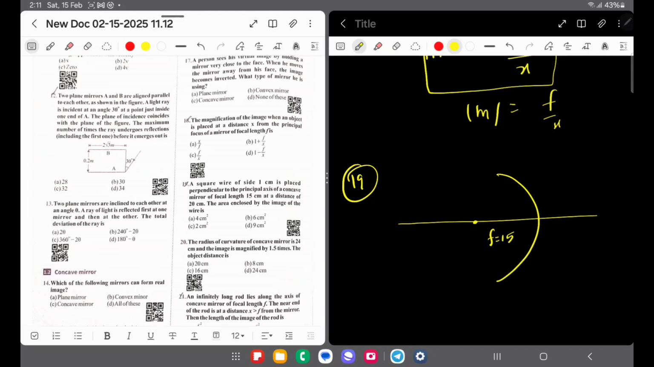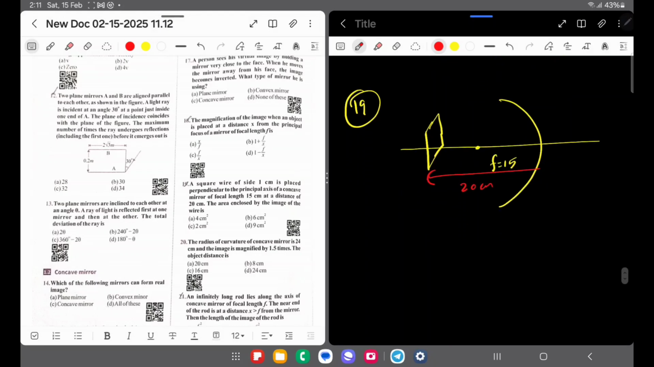A square of side 1 centimeter is placed perpendicular to the principal axis. So, we have a square. That square is placed perpendicular to the principal axis at a distance of 20 centimeter. We need the area enclosed by the image of the wire.